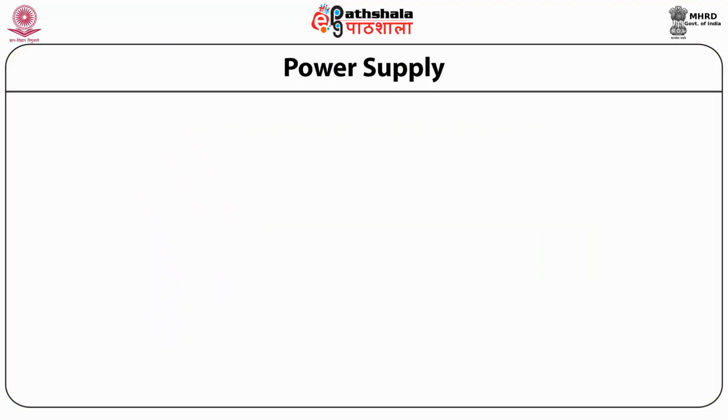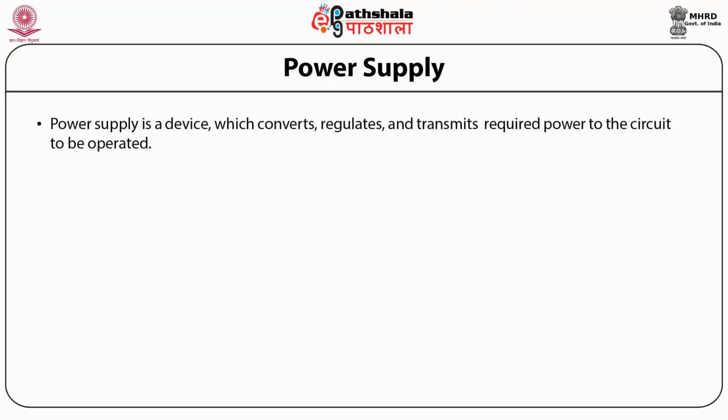The input connection to these power supplies is often taken from the standard utility power plug point. It may not be unusual, though, to have a power supply working from any other voltage level, which could be of either AC or DC type. Power supply is a device which converts, regulates, and transmits required power to the circuit to be operated.